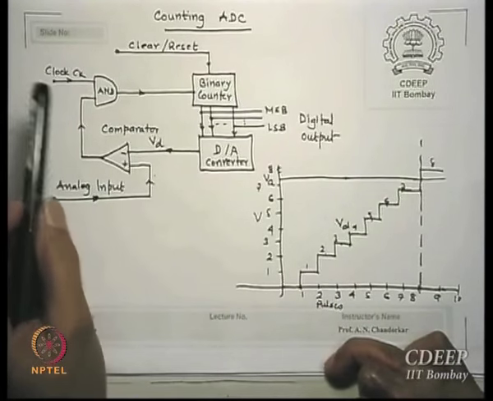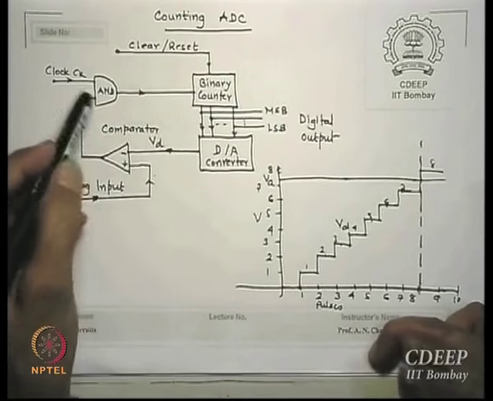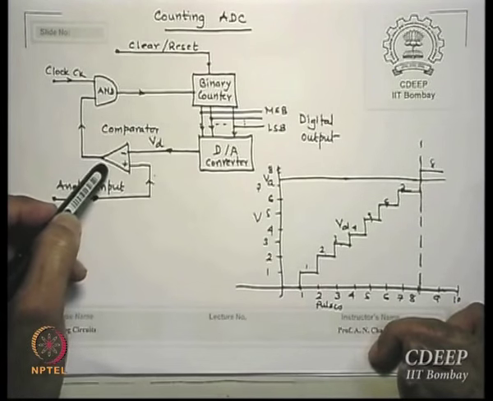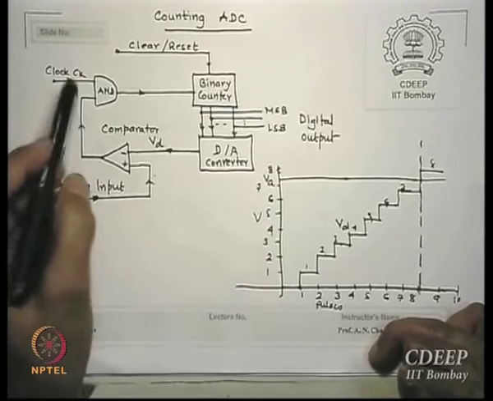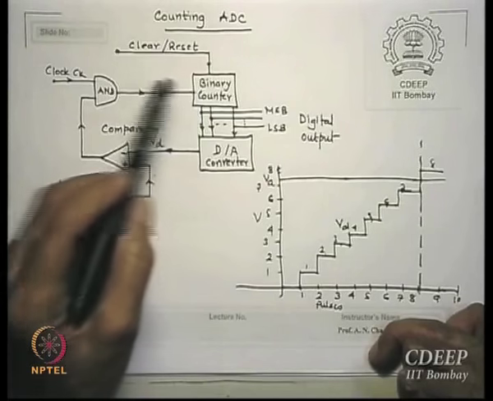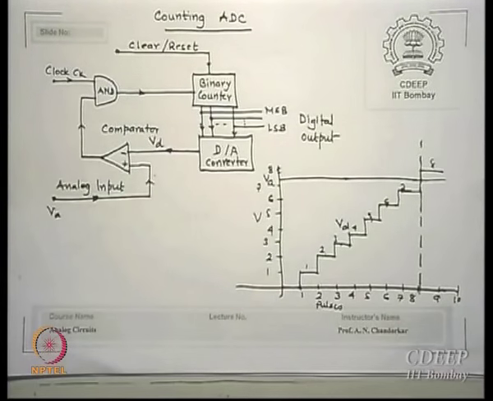I have clock pulses which are my input to an AND gate, and the other input to the AND gate is coming from a comparator. Okay, the output of the AND gate is given to a binary counter as an input. In the binary counter, what type of counter do I want to use, I told you how many types there are. It is a ripple counter. What does ripple counter mean?